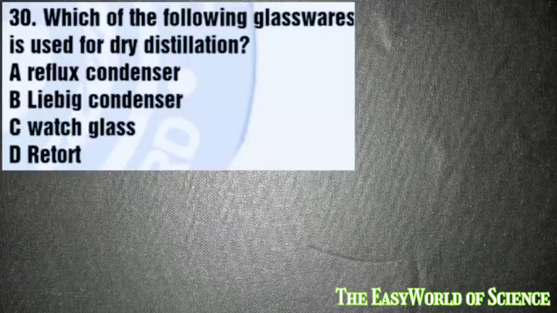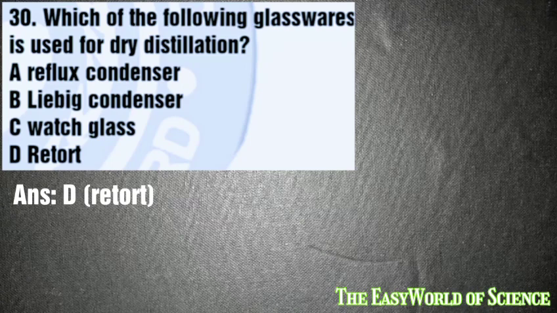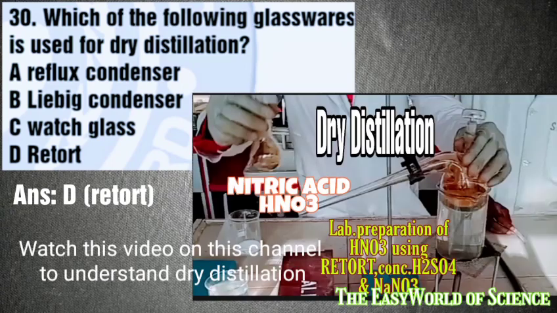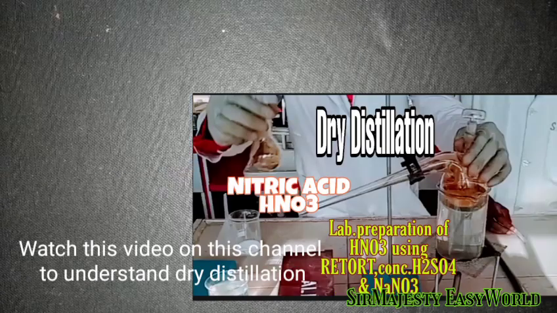30 is actually D. You watch my video here on dry distillation for the preparation of HNO3, laboratory preparation of HNO3. You see what we call a retort, which is used for dry distillation.